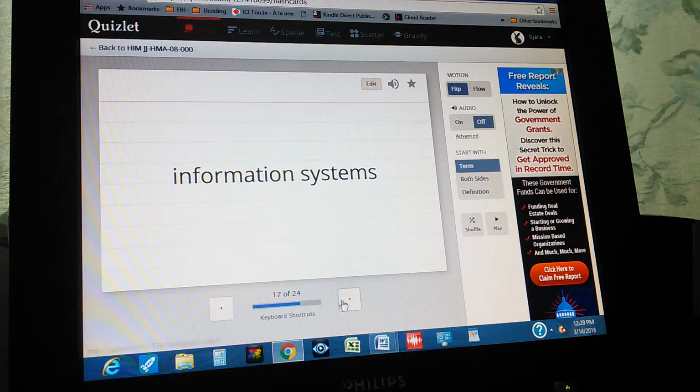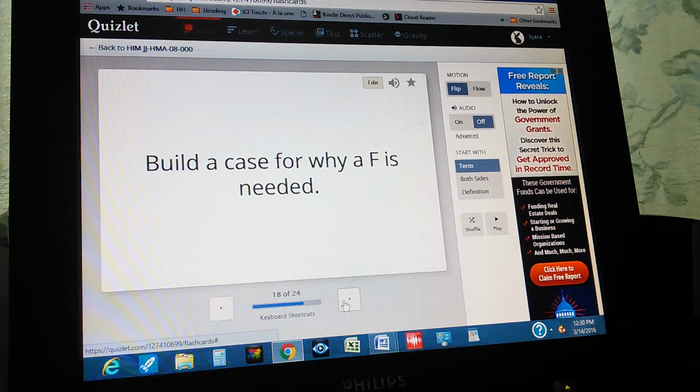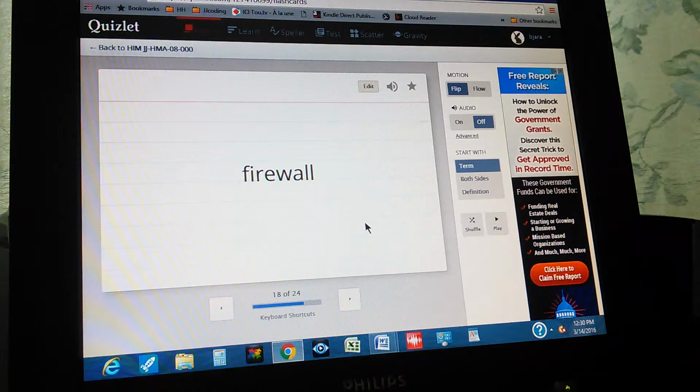Good. Okay. Build a case for why an F is needed. Why do we need an F? What's F? Firewall. That means an obstacle to get into your data system. Okay, so strangers can't get in, right? That's a firewall. Let's keep going.